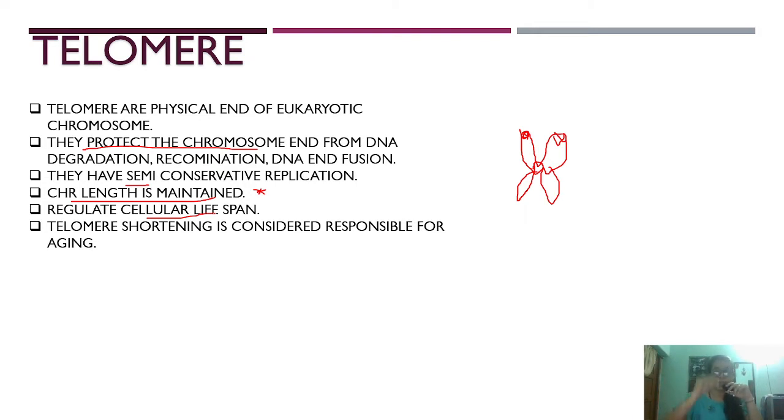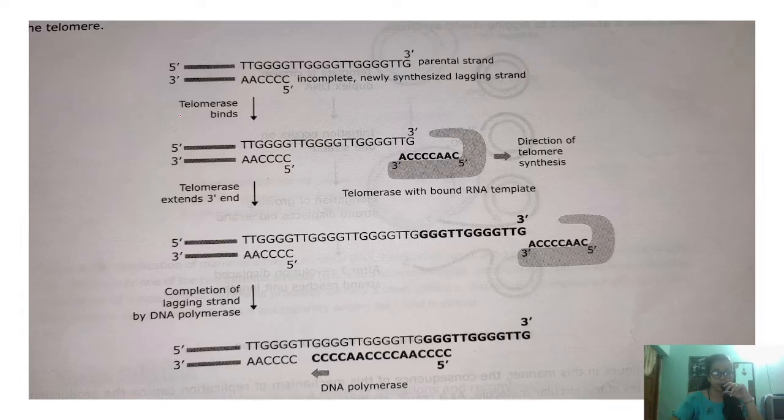That is, after each replication of the eukaryotic chromosome, the telomere gets shortened and as a result the aging process takes place. So telomeres are the physical end of the eukaryotic chromosome. Second, they protect the chromosome from getting fused or degraded. Next, they have semi-conservative replication, they are responsible for the aging process, and they also maintain the length of the chromosome. Next, we will study how the replication of the telomere takes place.